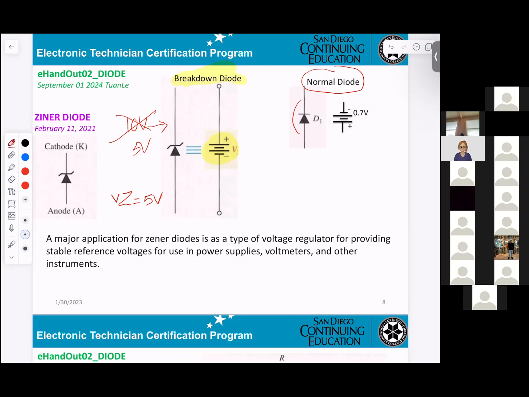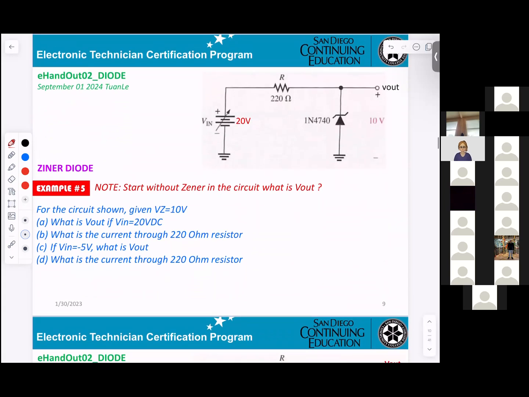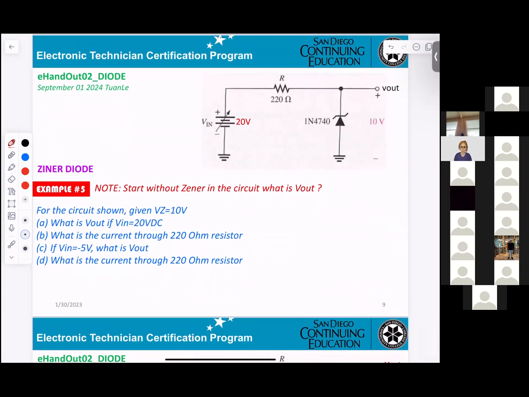And what is the Zener voltage? Now, for this circuitry here, that's what you get for the Zener. The question is, what does VL equal? The Zener here, they gave it to you as 10 volt.